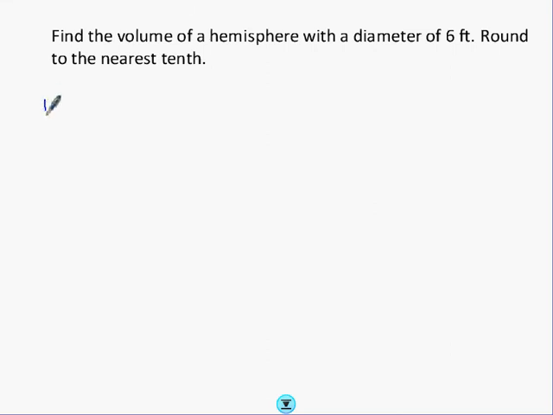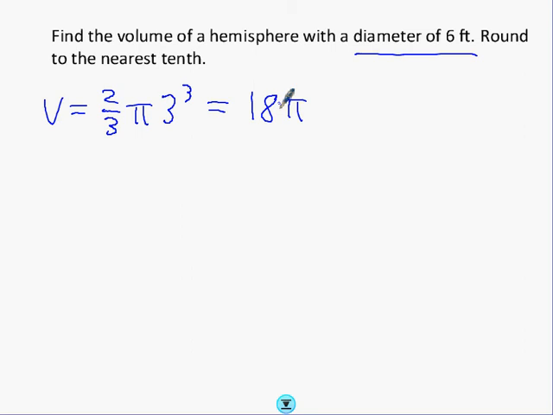All right, the volume of a hemisphere, I got this, 2/3 pi r cubed. If the diameter is 6, that means the radius is 3. Oh, I can actually do this one in my head. 27 times 2/3 is 18, so it's 18 pi. And that's going to be about 57.